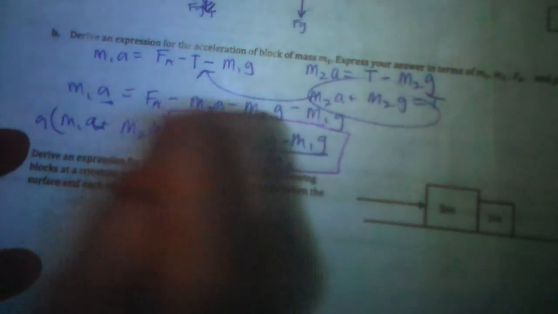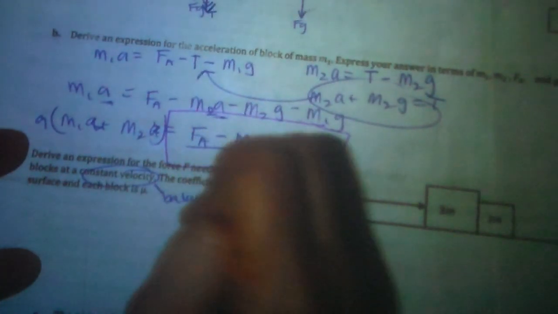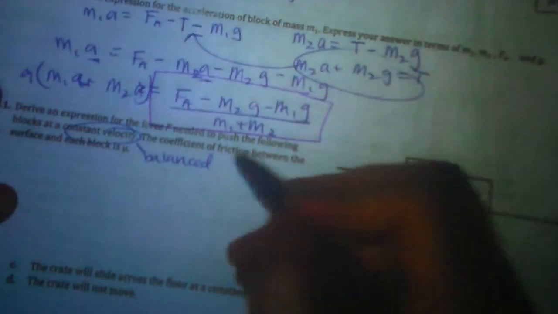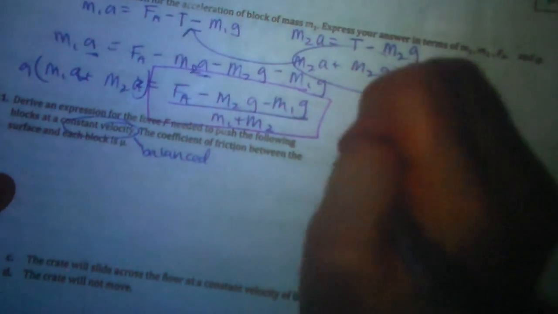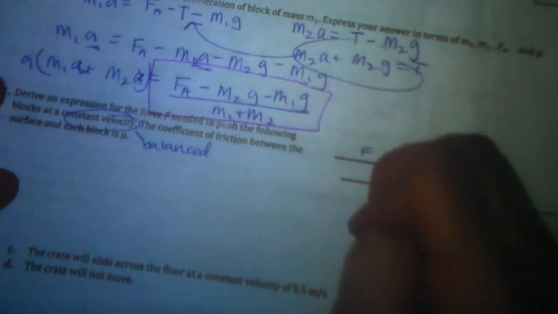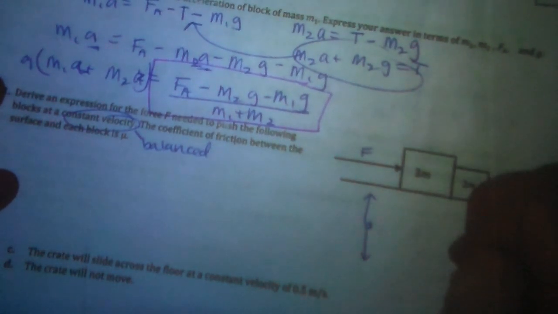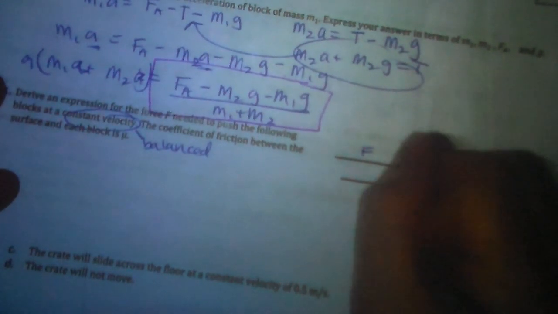Here, we're looking for the force needed to push at a constant velocity. Constant velocity tells me my forces are balanced. There is coefficient of friction. This is the force F, so let's draw our free body diagram. We've got our normal and gravity for sure. This guy feels that force F.